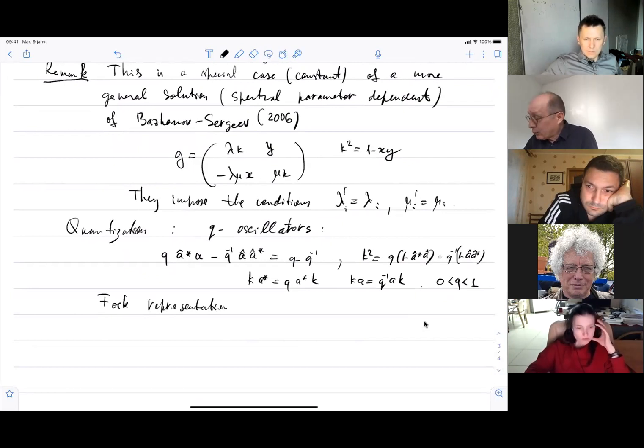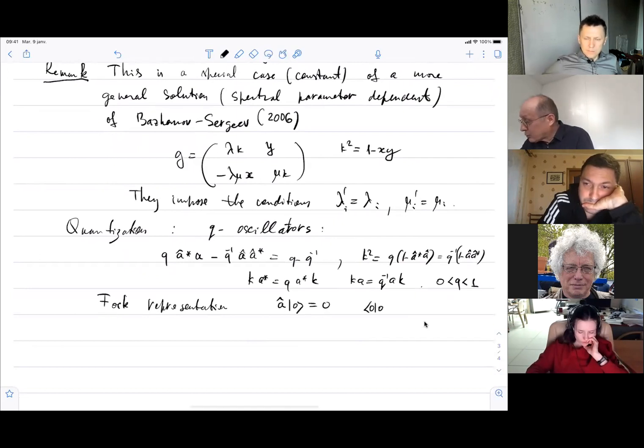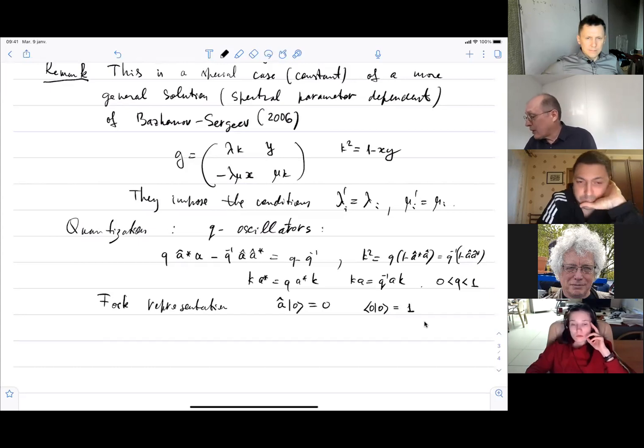Which means that you look for a vector which is annihilated by A, and then you assume that it is normalized to 1. But if you look at the paper, I'm just following it now, reviewing the paper, they ignore all these Hilbert space aspects of the representation. They go just algebraically. For example, they don't even mention normalization like this. But for me, it will be important.